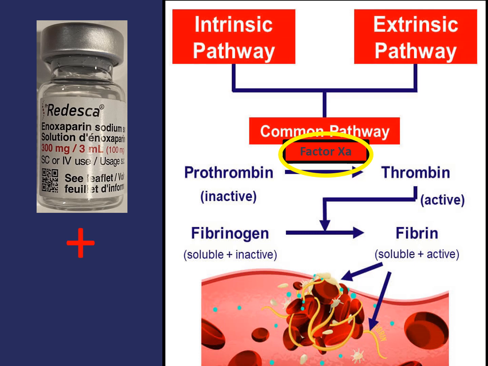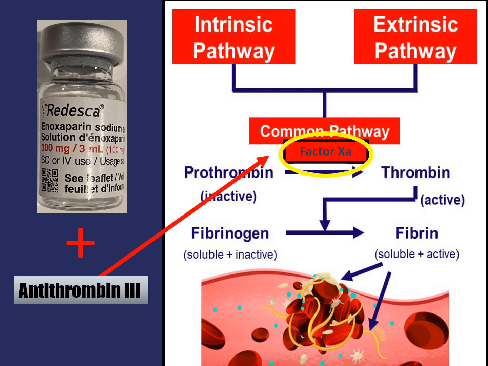In the body, we have the anticoagulant cascade, intrinsic and extrinsic pathways leading to the common pathway. Factor 10A, when activated, causes thrombin and fibrin to come together to form clots. It is the end game of the coagulation cascade. We naturally have antithrombin 3 in our bodies. Without it, we'd be full of clots.